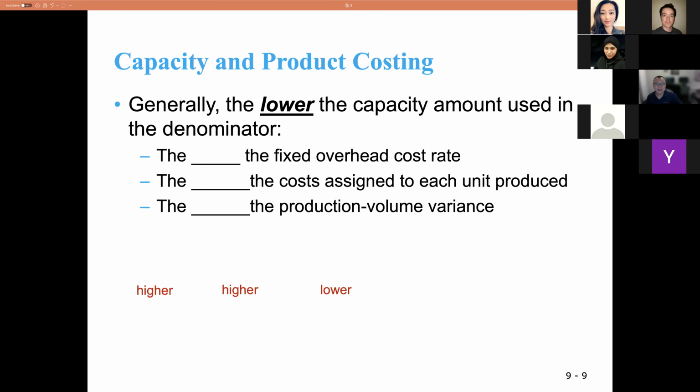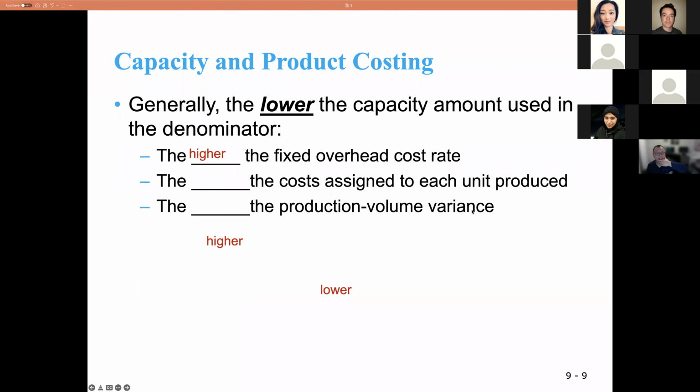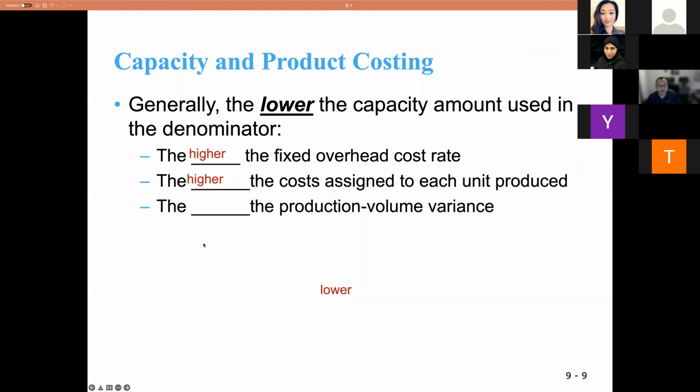It's going to be higher. Higher, thank you. What about the cost assigned to each unit produced? Is that one going to be higher as well? That should also be higher. Yep, higher. I'll say higher. Okay, that's correct. What about the production volume variance? If the capacity is lower, what happens to the production volume variance?